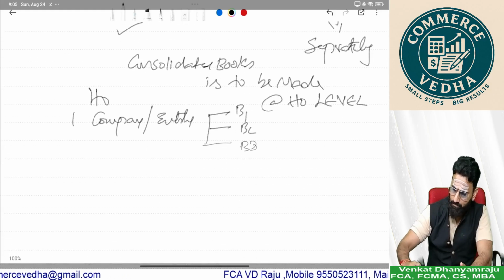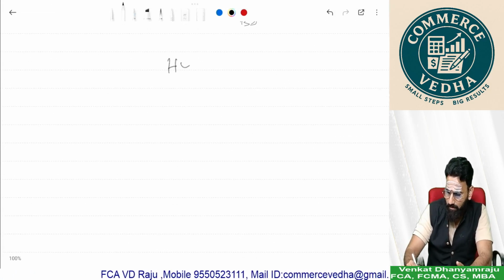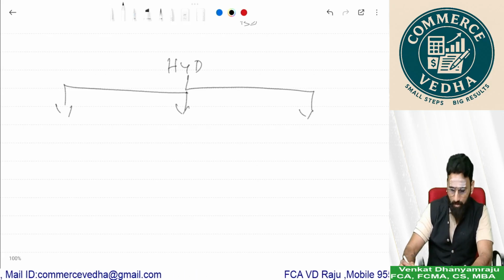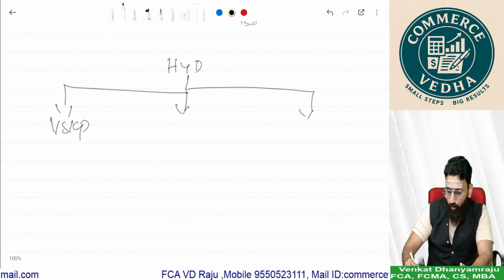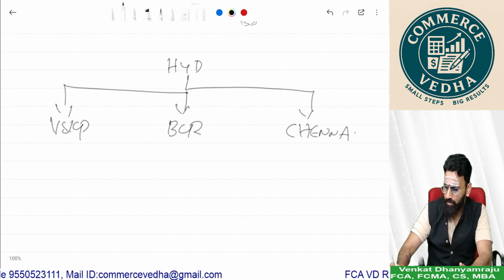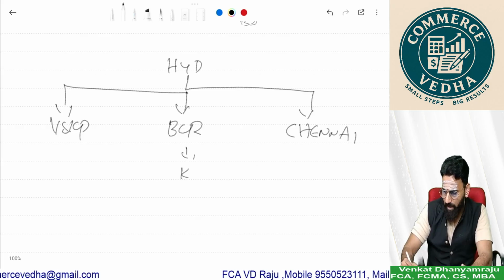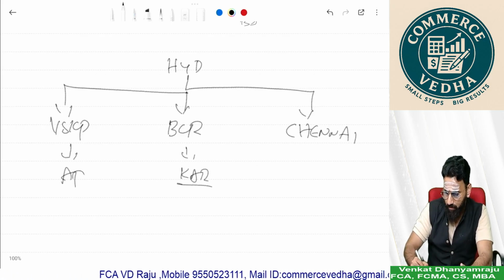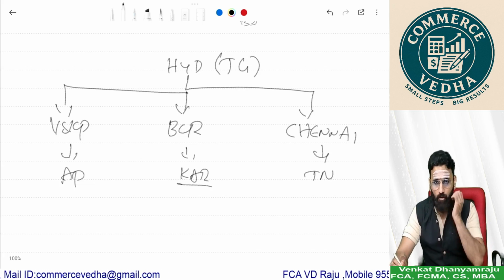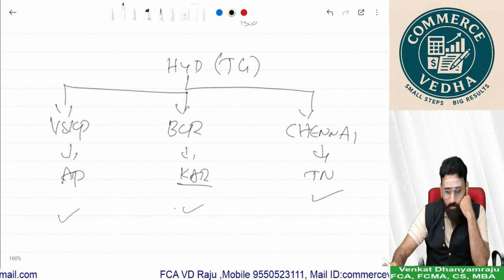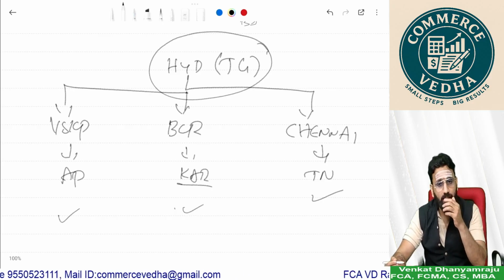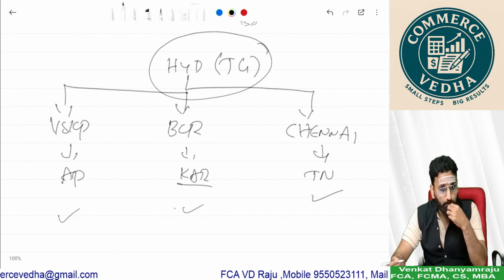Assume the HO is in Hyderabad and it has branches all over South India. One branch is at Visakhapatnam, one branch is at Bangalore, and one branch is at Chennai. So this is the Karnataka branch, this is the Andhra Pradesh branch, and this is the Tamil Nadu branch, whereas the head office is in Telangana. Each branch does the operations, and HO also does the operations, and the books maintenance depends upon the kind of branch it is.